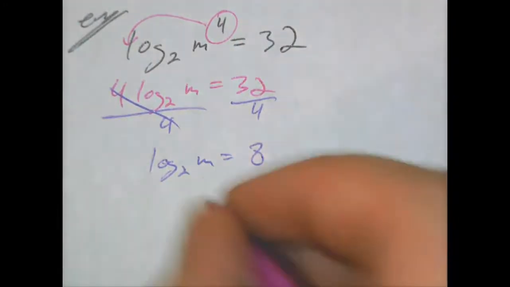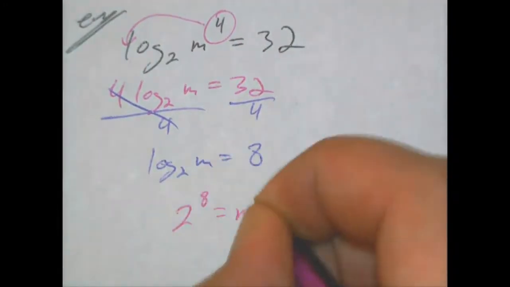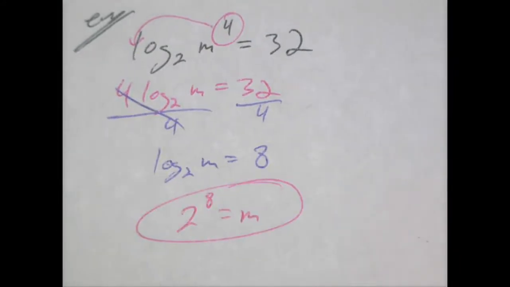I can rewrite this as 2 to the 8th equals m, and Mr. Pike is happy. I think that's also 256. I'm sorry if I'm wrong. I'm just guessing in my head.